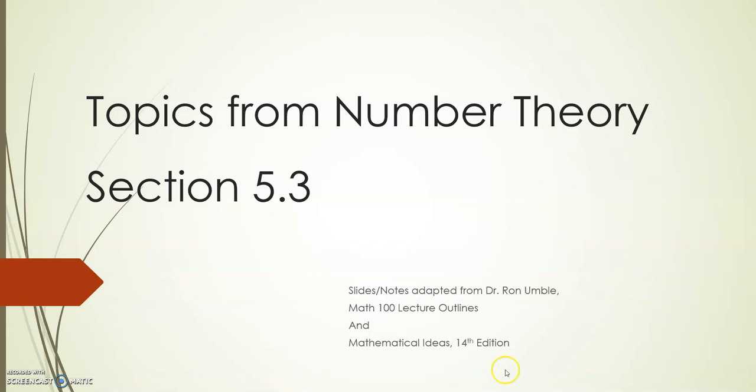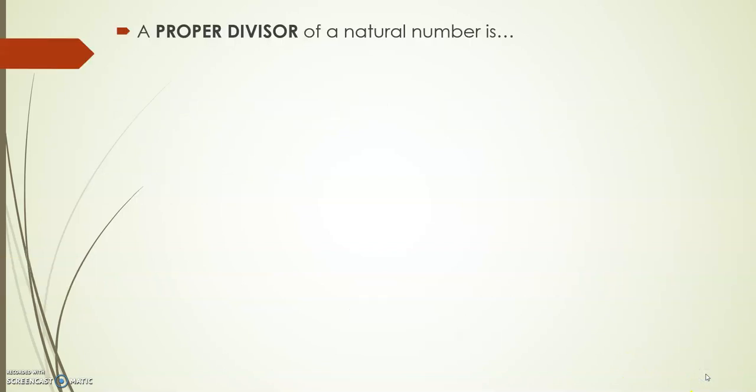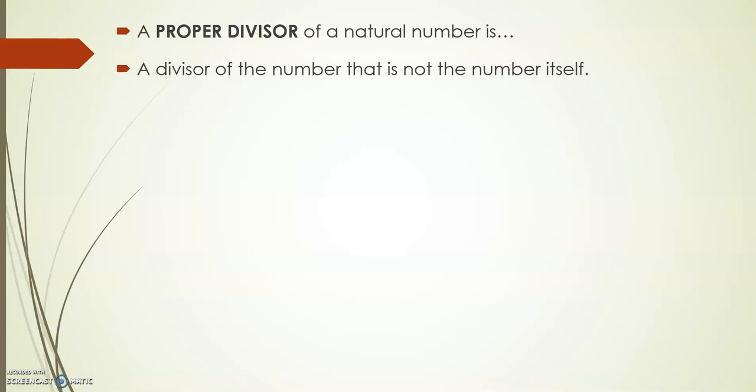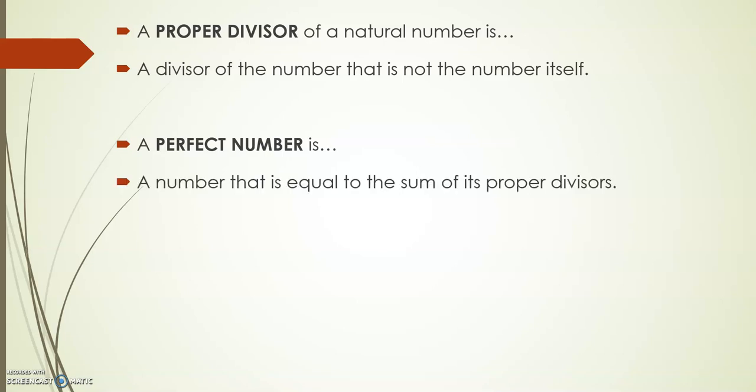Section 5.3, Topics from Number Theory. A proper divisor of a natural number is a divisor of the number that is not the number itself. A perfect number is a number that is equal to the sum of its proper divisors.